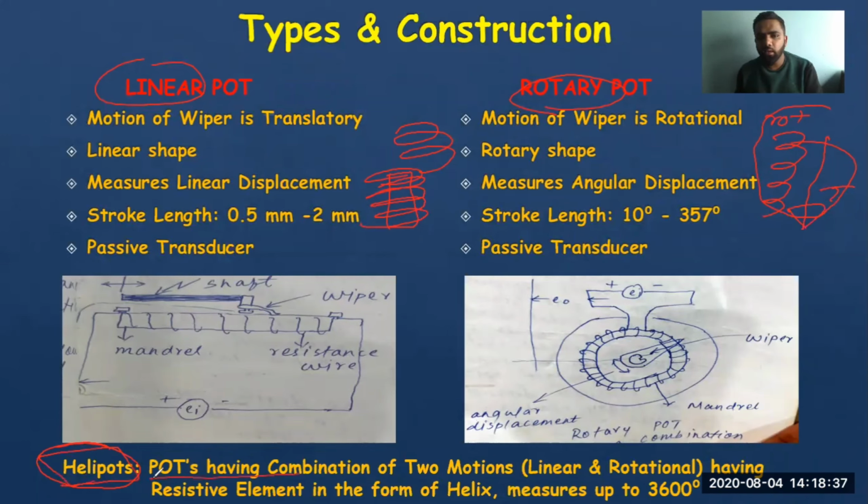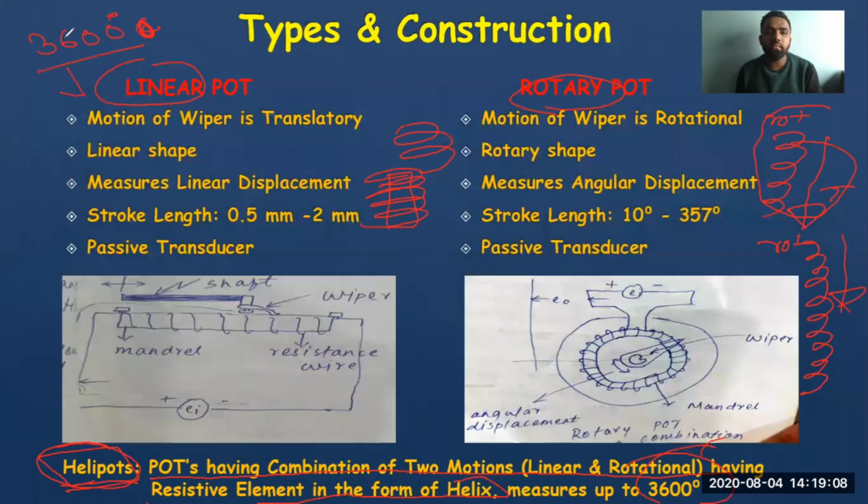Pots having a combination of two motions, linear as well as rotational, and also having a resistive element in the form of a helix. This wire that I have drawn will be in the form of a helix. If it is in the form of a helix, and it covers translation as well as rotational motion, then these kinds of pots are called helipots. And it can measure up to 3600 degrees, sorry, not Celsius.